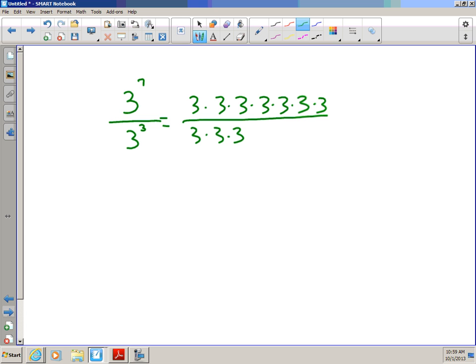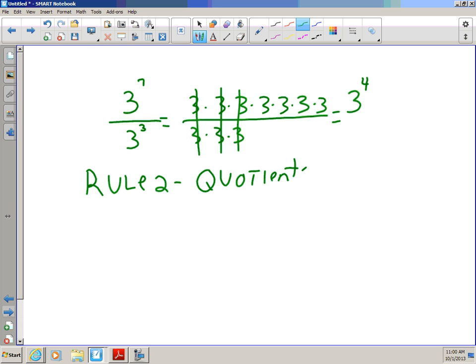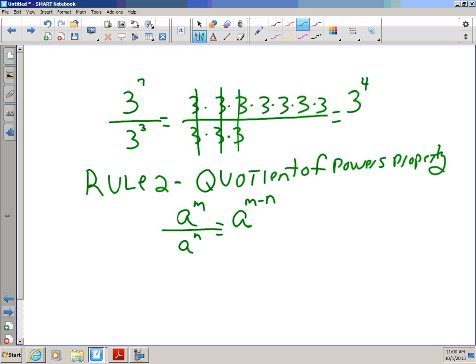Where a 3 appears in both places, I can cancel them. Well, I'm left with 3 times itself 4 times, or 3 to the 4th power. So hopefully you've now been able to see that in Rule 2, the quotient of powers property tells us that a to the m power divided by a to the n is equal to a to the m minus n.